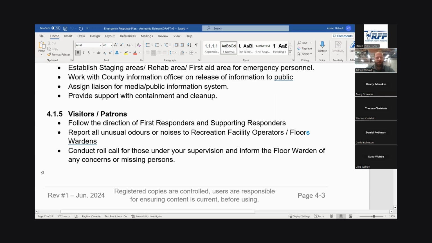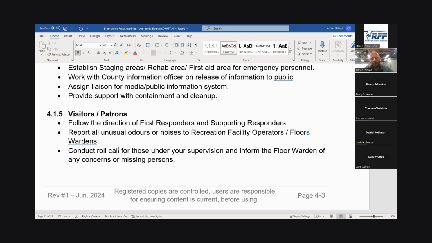With the visitors and patrons, we'd love for the coaches to conduct a roll call and be at the muster point, but that's up to them. We're going to encourage it as much as we can, and they can tell us if, oh, we're missing Timmy or we're missing Susie's brother. That's basically all we can expect from them.